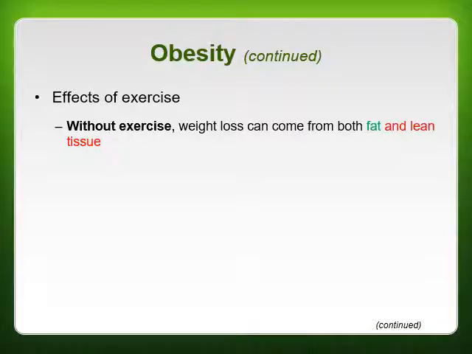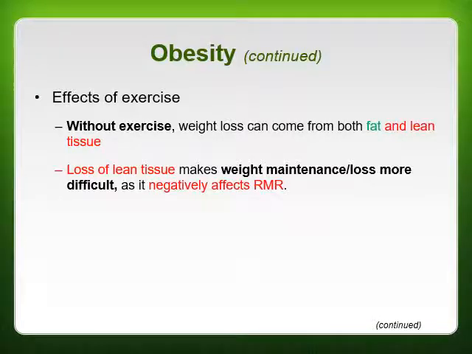So, exercise here. Again, this concept of isolating diet versus exercise. So if you just diet, let's say you go through some fad diet or some calorie restriction and you go into that without exercise, weight loss can come from both fat, so you will burn fat, but you will also lose some of your lean tissue, and that is something we don't want to happen. It's more difficult when you lose more lean tissue because it negatively affects your resting metabolic rate.